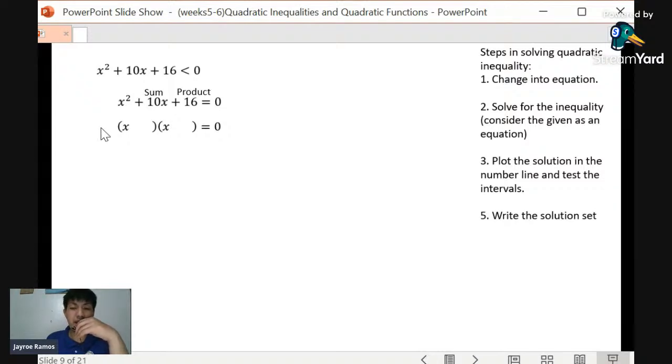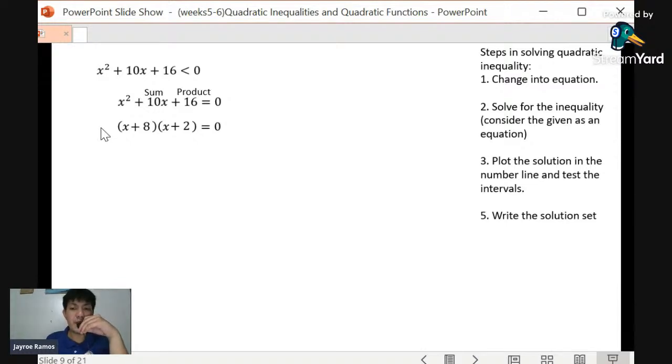So the answer here is 8 and 2. So 8 plus 2 is 10 and 8 times 2 is 16. So those are the two correct numbers. Then after that, kapag nakuha na natin yung dalawang correct numbers, we're just going to fill that or input that in our given template. So we have plus 8 and then we have plus 2. Pwede nang magkabaliktad dyan. Pwedeng plus 2, pwedeng plus 8. So pareho lang naman yun.